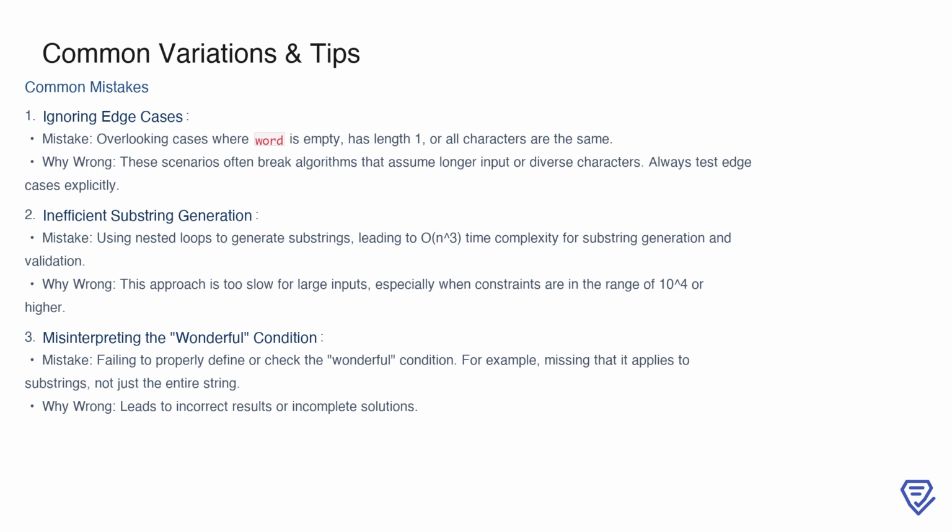Another mistake is relying on nested loops to generate all possible substrings. While this approach might seem straightforward, it results in a time complexity of n cubed, which becomes impractical for large inputs, especially when constraints reach 10,000 or more. Lastly, misunderstanding the wonderful condition can lead to errors. Some solutions incorrectly apply the condition to the entire string rather than to its substrings, which results in incomplete or incorrect answers. Defining the condition clearly and applying it correctly is key to solving this problem successfully.